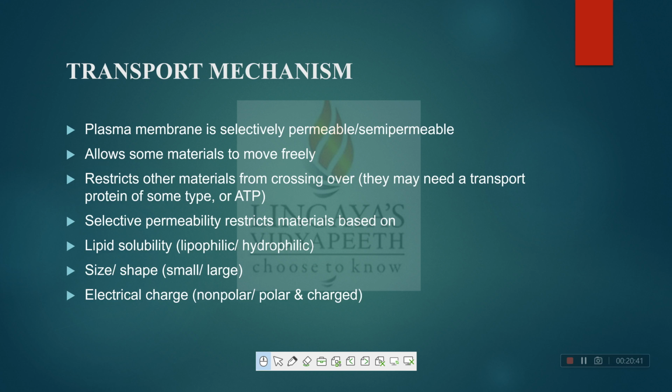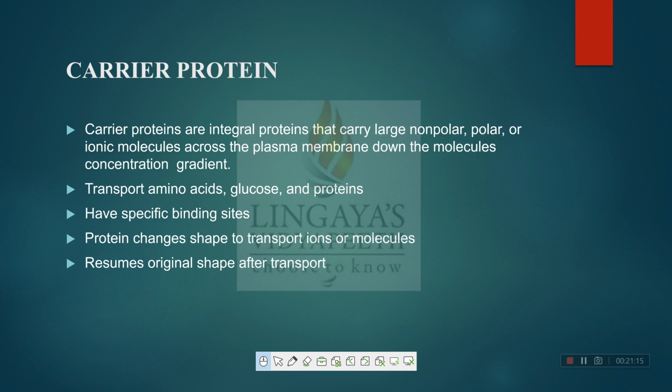So how is selective permeability maintained? It is maintained on the basis of lipid solubility, that is, whether a substance is lipophilic or hydrophilic, soluble in lipids, fats or water. Secondly, it depends on the size or shape of the substances, whether small or large, as to whether they can move through the holes of the membrane, and the electric charge it holds, whether it is polar, non-polar or charged.